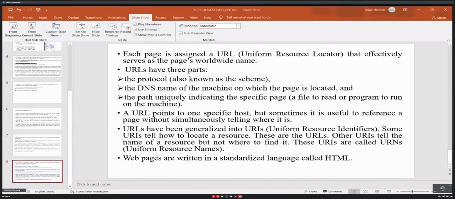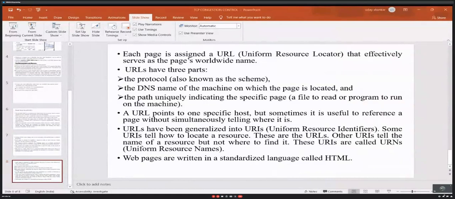For example, if you are accessing your college website, edu.in, and you search for the computer science department, you'll find a link like /department or /CSE /syllabus, something like that. That is a path name, which is indicated as part of your URL. So this URL points to one specific host, but sometimes it is useful to reference a page without simultaneously telling where it is.